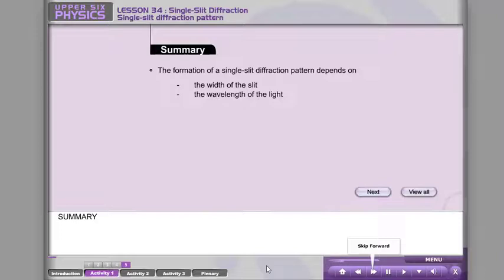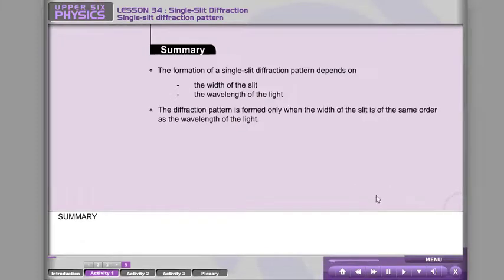Summary: the formation of a single slit diffraction pattern depends on the width of the slit and the wavelength of the light. The diffraction pattern is formed only when the width of the slit is of the same order as the wavelength of the light.